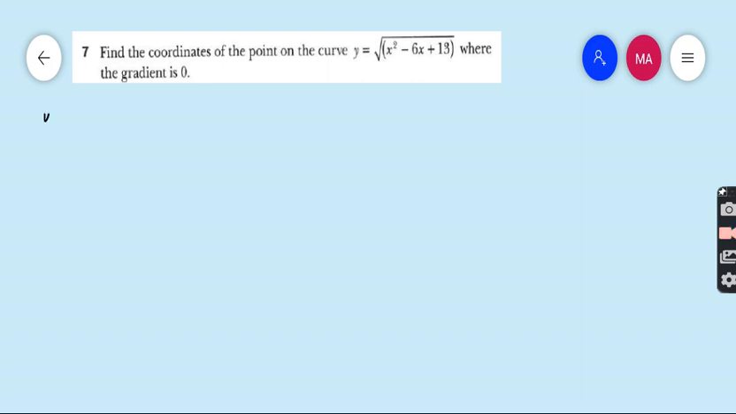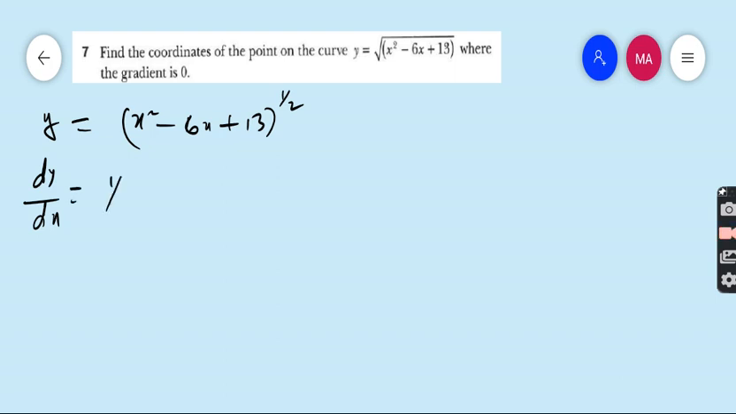First write the equation: y equals x square minus 6x plus 13 under a square root. Square root means power 1 upon 2. Find the gradient. dy by dx equals, write the power first, 1 upon 2, then subtract 1 from the power, it will be minus 1 upon 2. The derivative of x square is 2x, the derivative of 6x is 6. This is the derivative of the function.